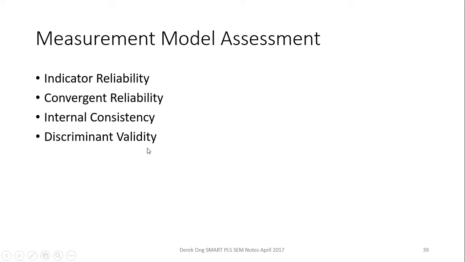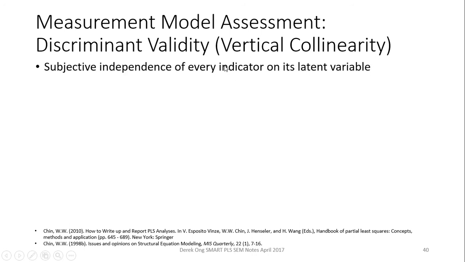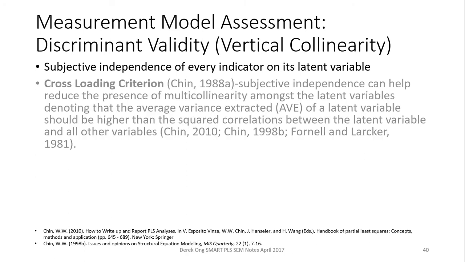So discriminant validity basically has two things that you can look at. Discriminant validity is also called vertical collinearity here. It is the subjective independence of each indicator on its latent variable. So you want to make sure that your respondents are not confused, that the indicator items which you use in your questionnaire actually measure the latent variable that it's supposed to measure, and you don't have this thing called cross-loading.